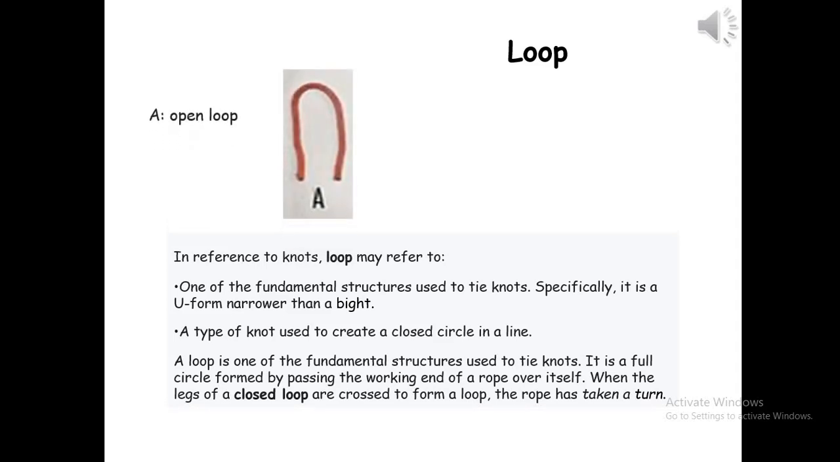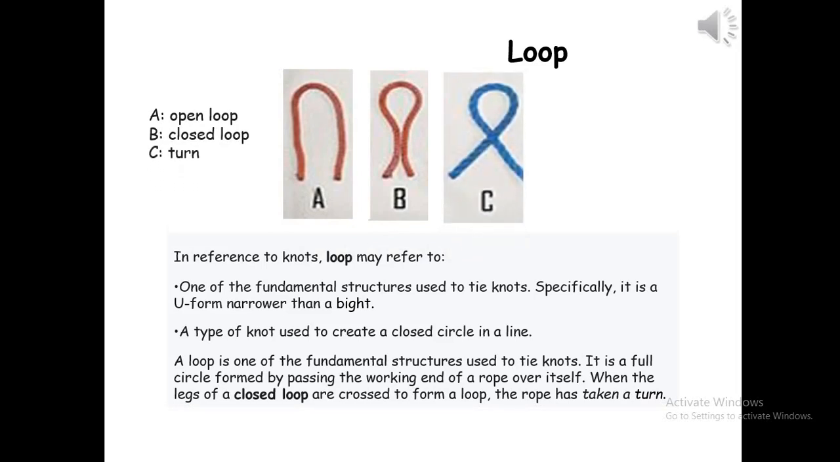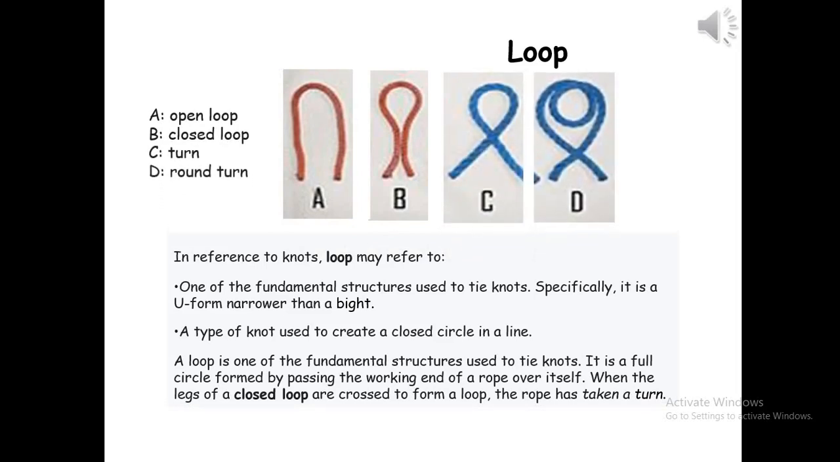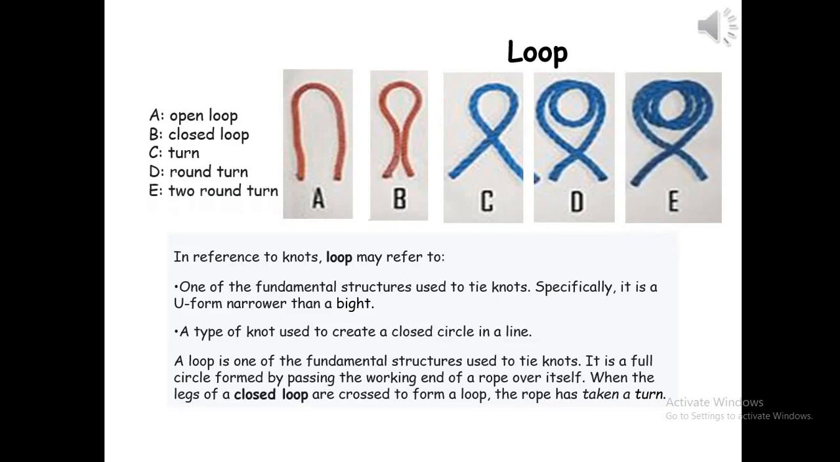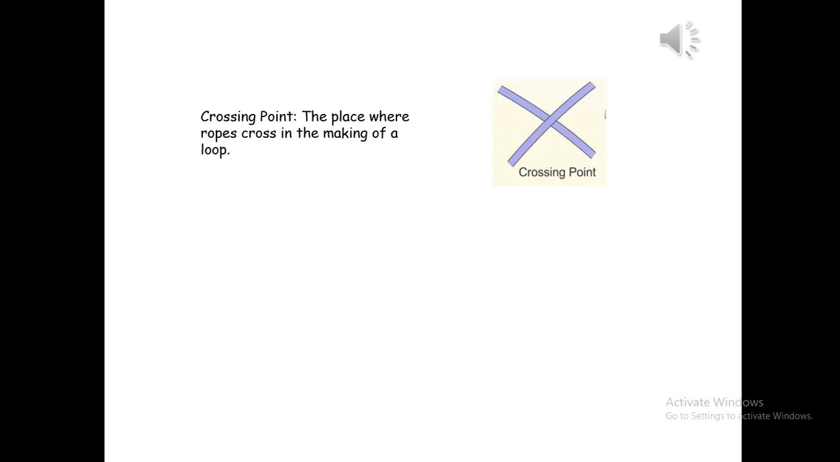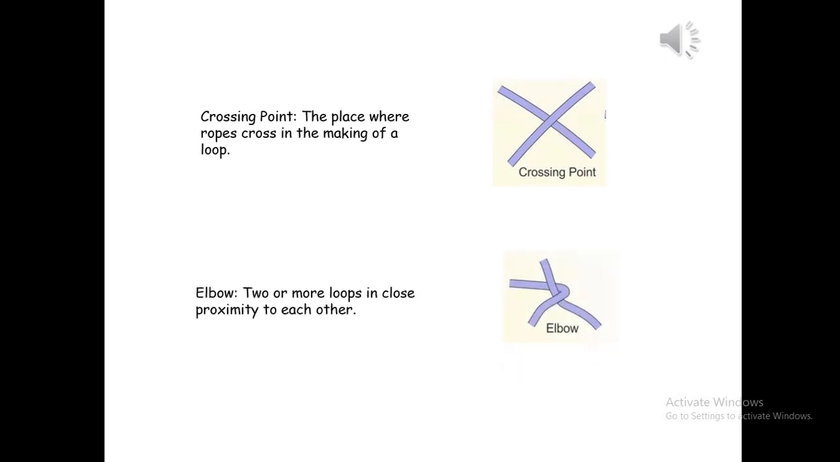A. Open loop. B. Closed loop. C. Turn. D. Round turn. E. Two round turn. Crossing point, the place where ropes cross in the making of a loop. Elbow, two or more loops in close proximity to each other.